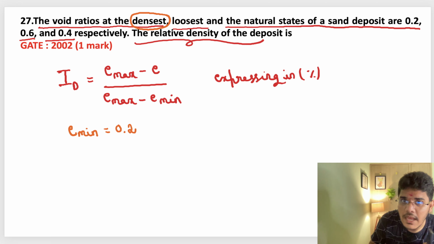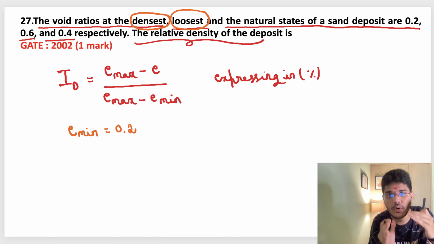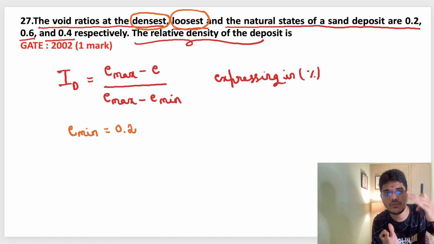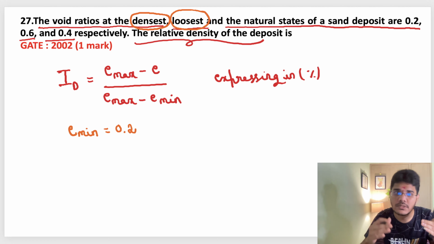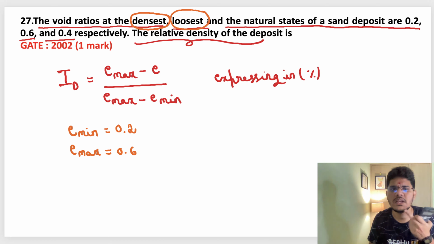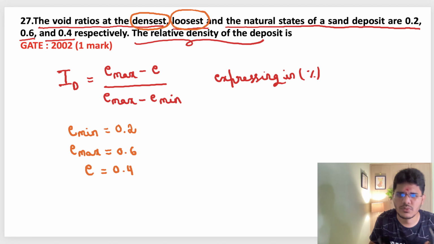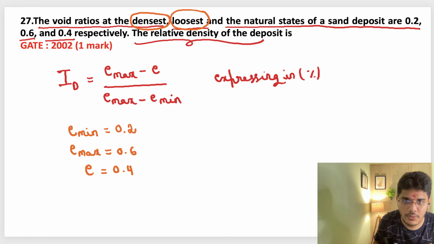So this is nothing but 0.2. And in the loosest state, if the voids are loosely packed, then volume will be more. If the volume of voids are more, then obviously void ratio will also be more. Then the second thing he has given is E max, that will be equal to 0.6. The third one, natural state, means this is small e only, E is equal to 0.4. Just substituting in the formula only, other than that nothing we will be doing.